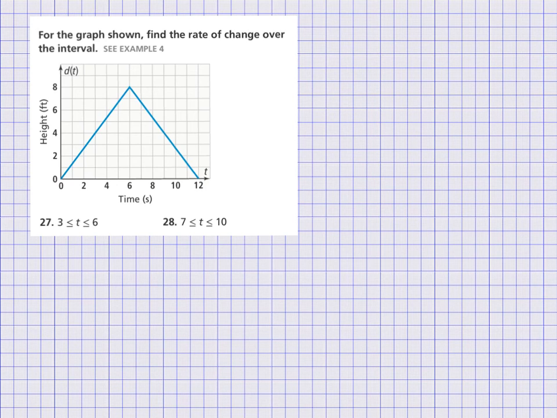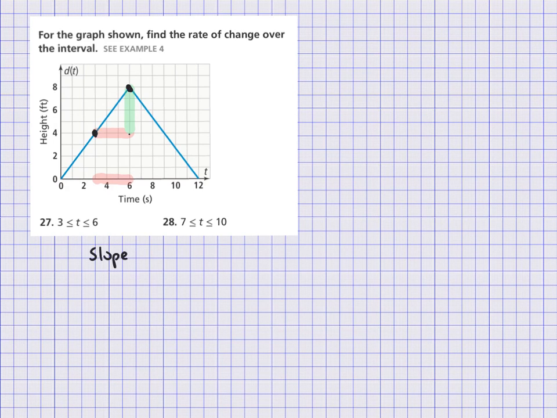All right, the last question here. For the graph shown, find the rate of change over the interval. So we're just going to look at the interval from 3 all the way to 6. So we're looking at this region right here, from 3 to 6. So how do things change from here? And notice, essentially, that's all we're doing, is we're finding the slope. We're finding the slope, because that's rate of change, from this to here.